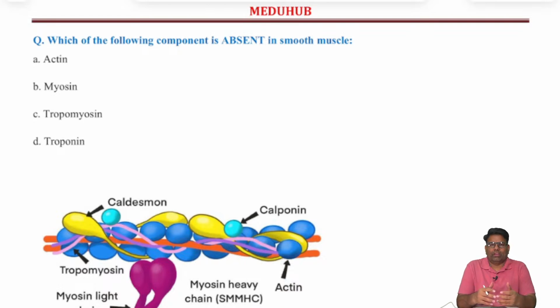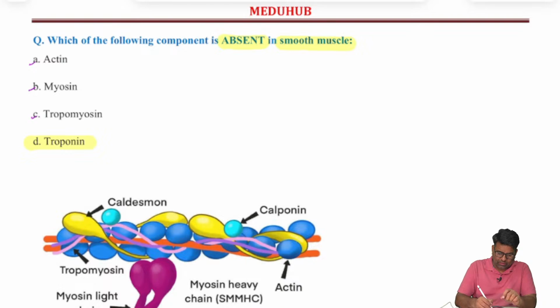So we'll start with physiology, and one of the questions was about smooth muscles. It was asked which component is absent in smooth muscles, right? There are a few components which are common in smooth muscle and skeletal muscle, like actin, myosin and tropomyosin. And troponin, which is a component of skeletal muscle, is absent in smooth muscle, right? So troponin is not present in smooth muscles.